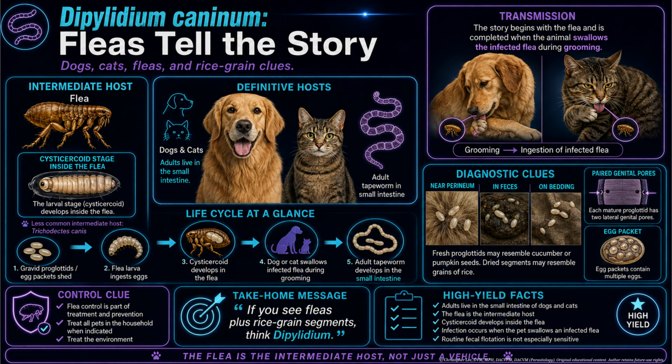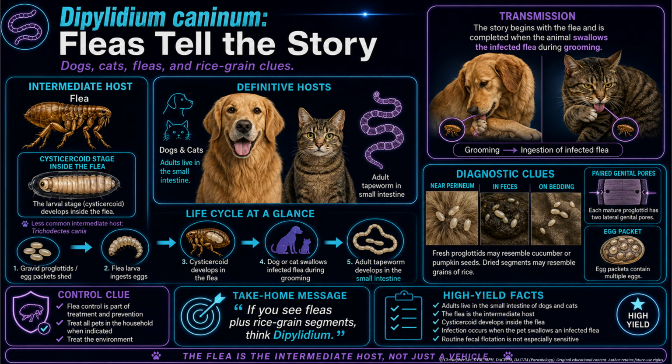Let's start with Dipylidium caninum, the classic flea-associated tapeworm of dogs and cats. The adult tapeworm lives in the small intestine of the dog or cat. Gravid proglottids detach and pass in the feces or emerge around the perineum. As the segments dry, rupture, or disintegrate, they release egg packets into the environment. Flea larvae ingest those egg packets or the eggs they contain, and a cysticercoid develops as the flea matures.